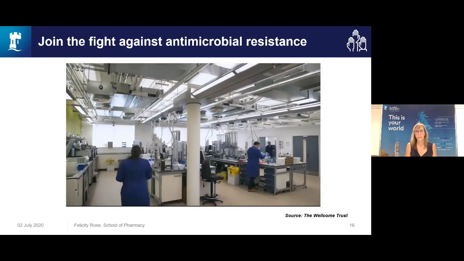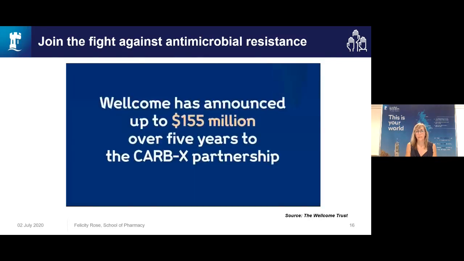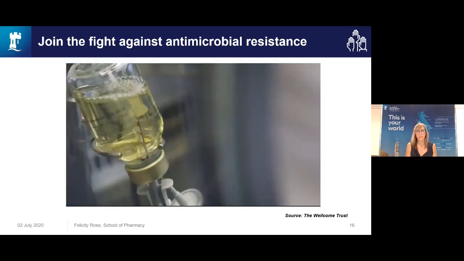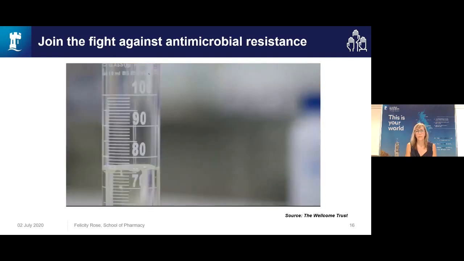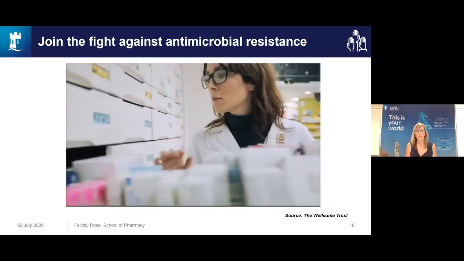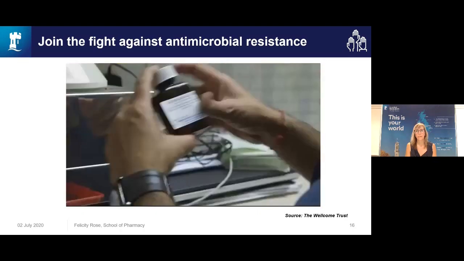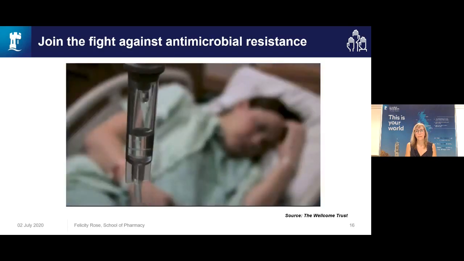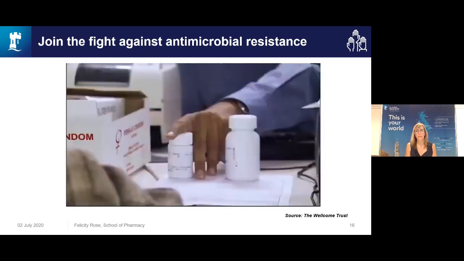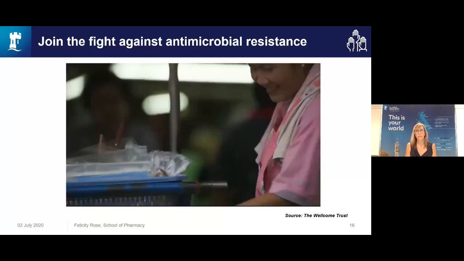Public-private partnerships like CARB-X are vital to reinvigorate research and discovery. Wellcome has announced up to $155 million over 5 years to the CARB-X partnership. Drug discovery must work hand in hand with actions to ensure that antibiotics are available to all patients who need them in all countries and are used appropriately. Enabling responsible use and equitable access are conditions of CARB-X funding. We need to ensure that antibiotics, existing and new, are treated as a valuable resource and are used only for protecting and improving health. Global recognition of this urgent health threat has grown.